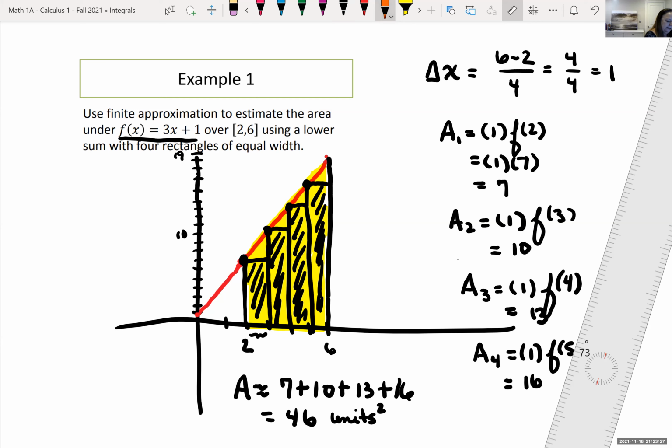So you were talking about, right, plugging in 6 in there, f of 6. Yeah, so in that case, if we were doing the upper bound, we would have done f of 6, f of 5, f of 4, and f of 3, and we wouldn't have looked at f of 2. And that will give us an overestimate of our area, whereas what we just did gave us an underestimate of our area.